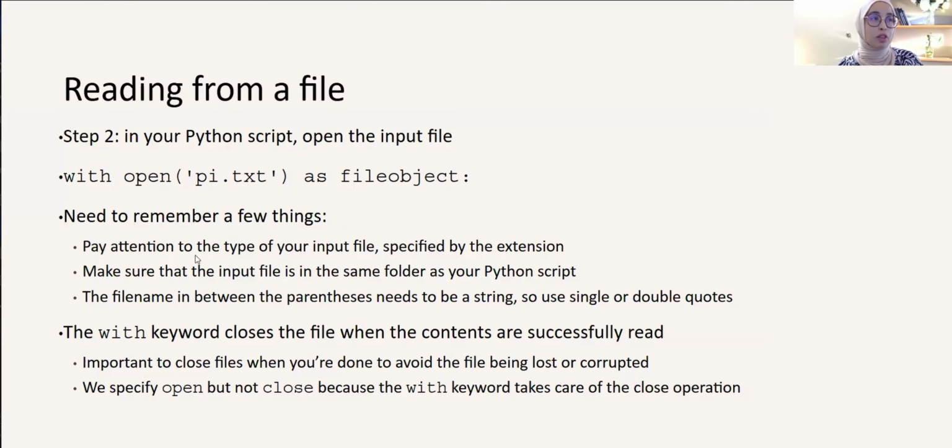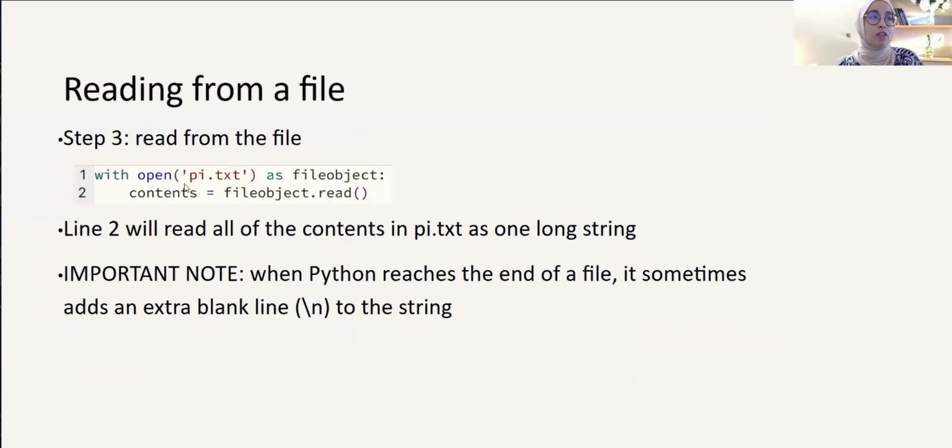This starts with open. The with is a keyword that closes the file when the content is successfully read. It's important to close files when you are done to avoid the file being lost or corrupted. We specify the open but not the close, because the with keyword already takes care of the close operation. Okay, the third step is now to read from the file.